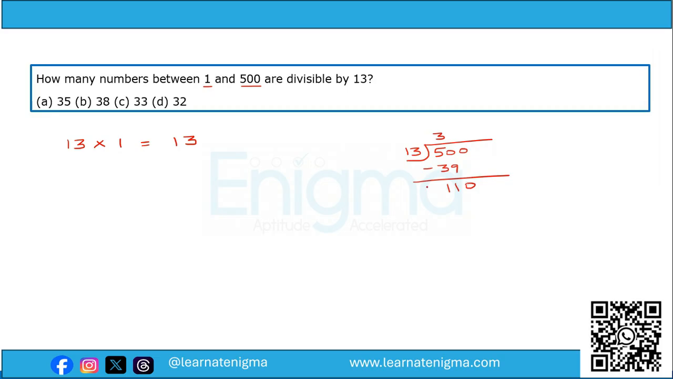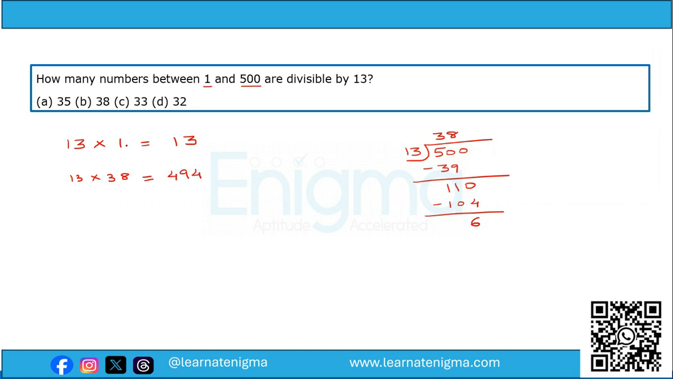We have here 110. 13 eights are 104. So we have remainder 6. So we can say that the last number in this range is 13 multiplied by 38. That is 494.